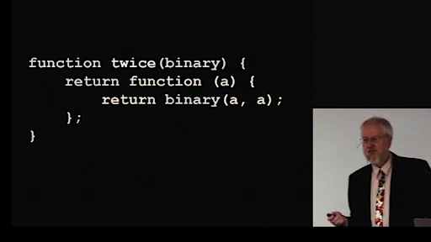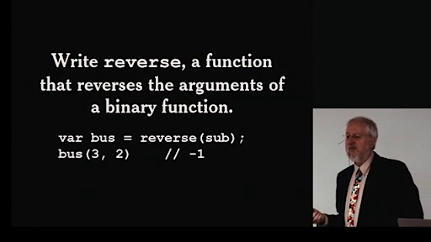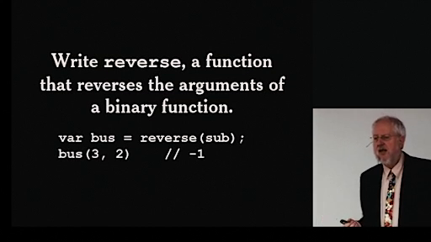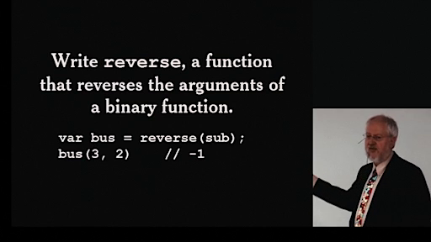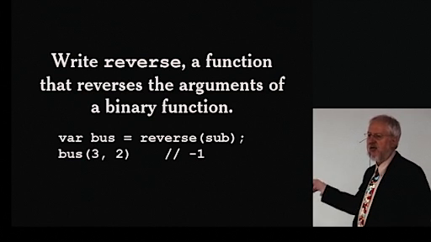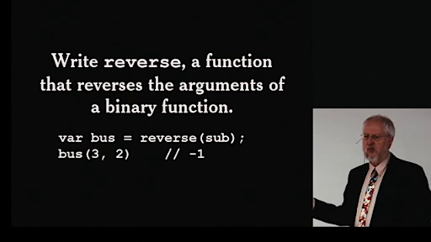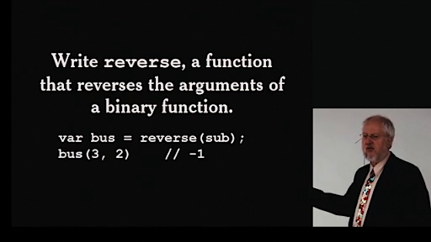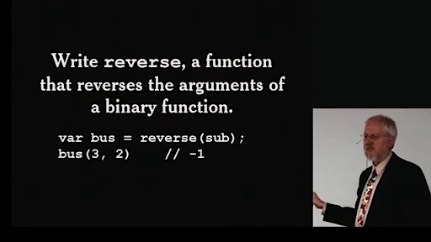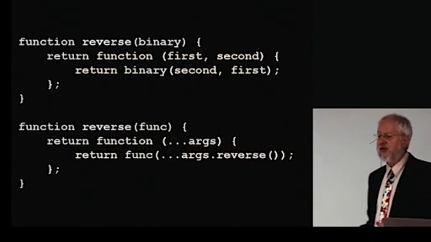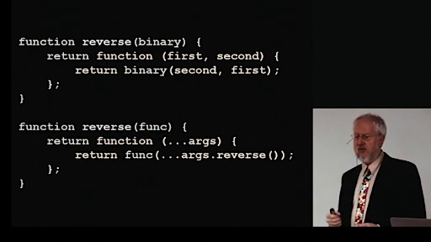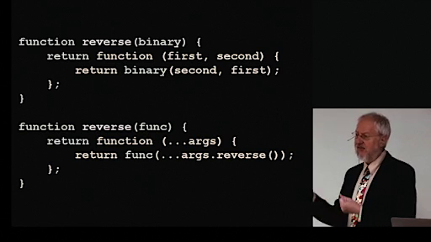Okay, here's the next one. Write reverse, a function that reverses the arguments of a binary function. So we're going to pass to reverse the sub function that we wrote this morning, and it returns the bus function, which is subtract backwards. So if we pass 3 and 2 to bus, we'll get -1. Okay, so here's reverse. Reverse takes a binary function and returns a function that takes a first and second argument and returns the result of calling the binary function with the second and first argument.